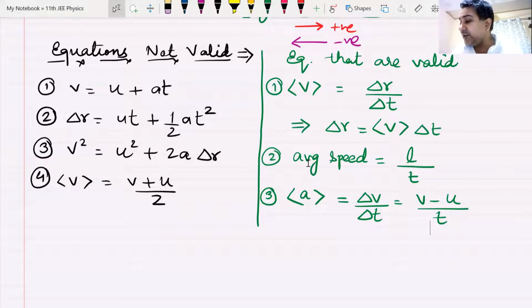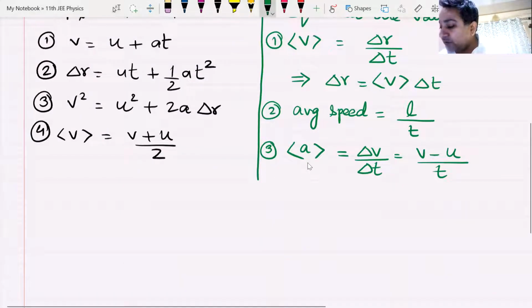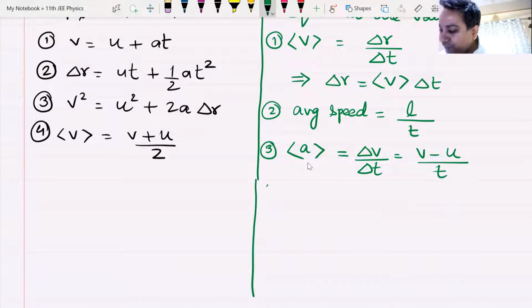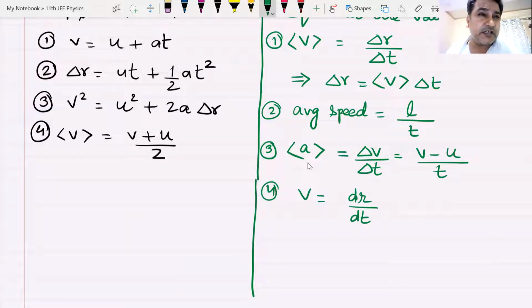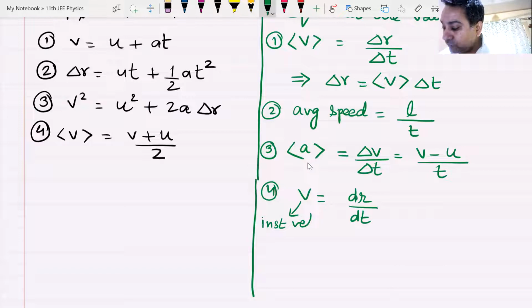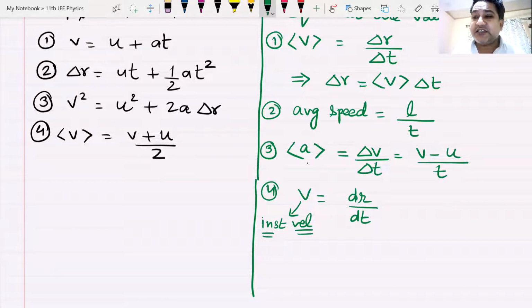Okay, that was the third equation. Now let us move on to the fourth one. What is the fourth equation that is still valid now? Velocity is dr by dt. Velocity is the rate of change of position vector. Here we are talking about instantaneous velocity. Do we remember instantaneous velocity? This equation is still valid.